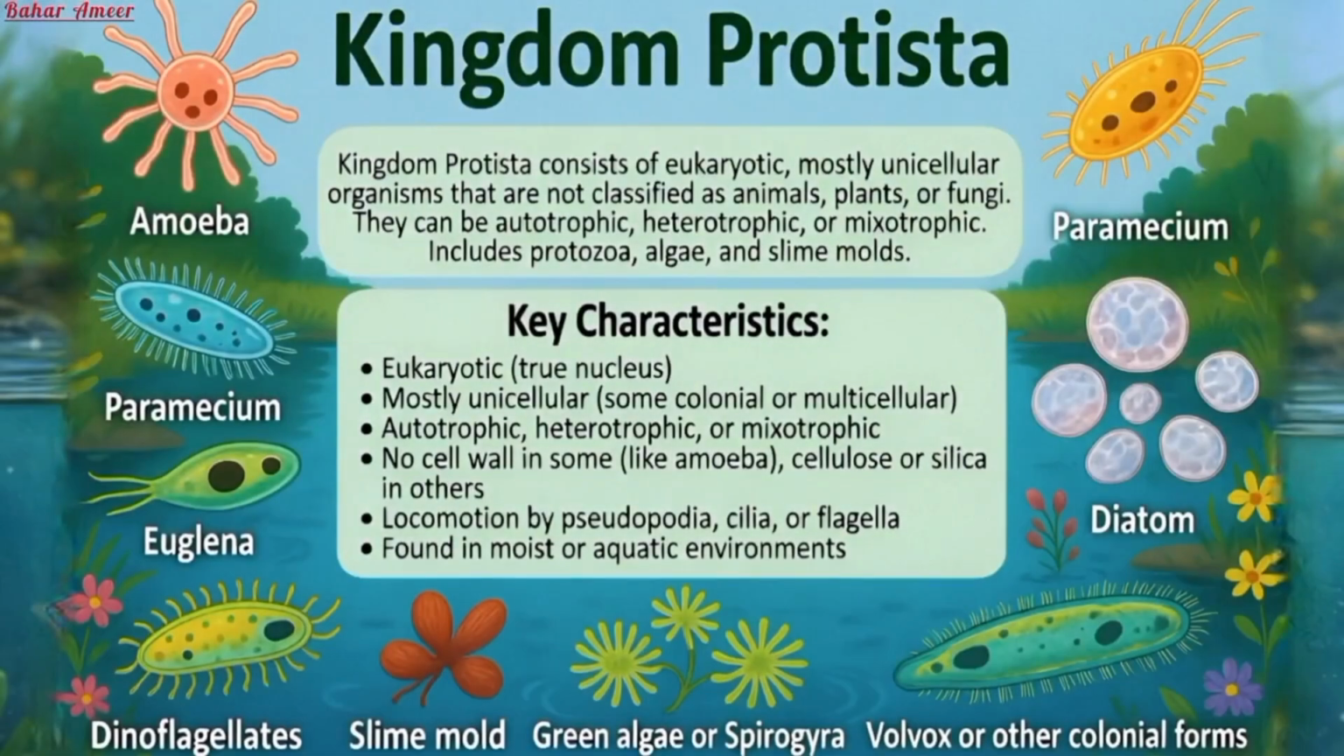Let's talk about the second kingdom, which is Protista. If we talk about its features, they are eukaryotic, meaning they have a true nucleus, mostly unicellular, meaning single-celled. And nutritionally, they are both autotrophic and heterotrophic. Protists can reproduce both asexually and sexually, and they act as a link between plants, animals, and fungi. Examples of kingdom Protista include amoeba, euglena, and algae.